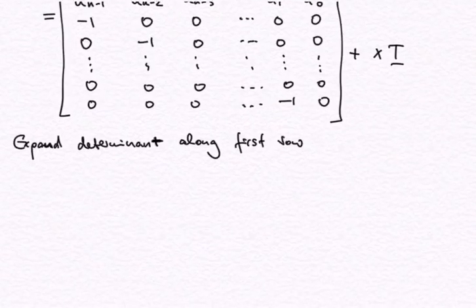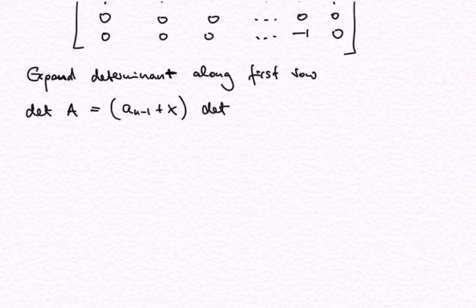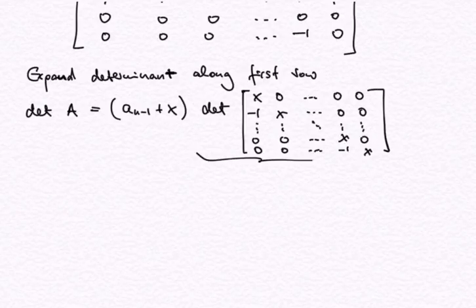Back. So, all right. So the determinant of A is, first sign is plus, and minus 1 plus x times the determinant of the resulting matrix if I delete first column and first row. This is x, 0, 0, 0, minus 1, x, 0, 0, 0, 0, x, 0, 0, 0, minus 1, x. And this is a diagonal matrix, and so the determinant is equal to x to the power of n minus 1.